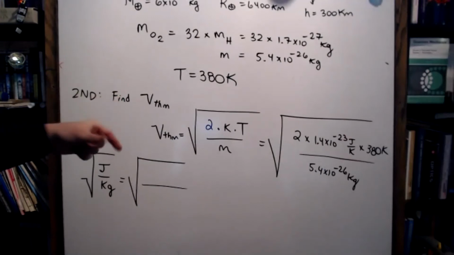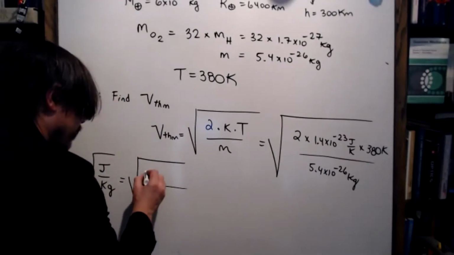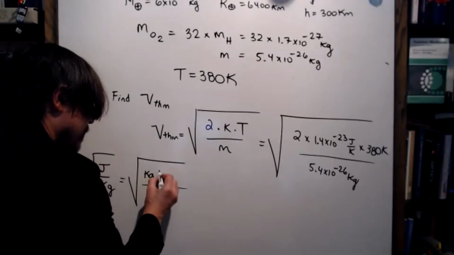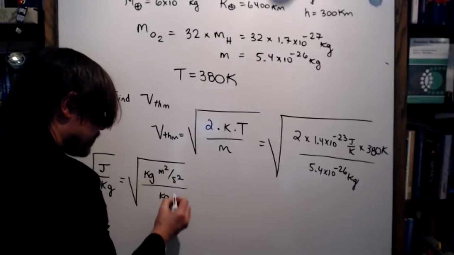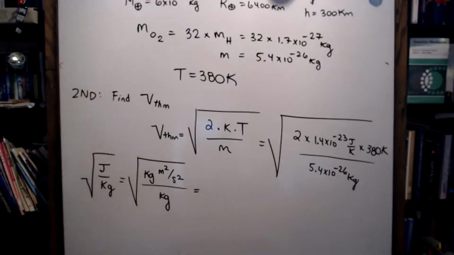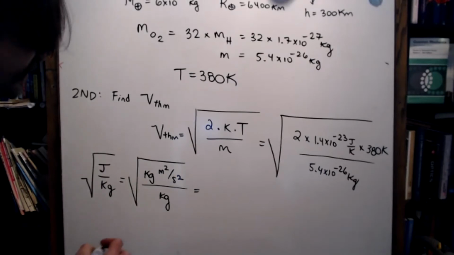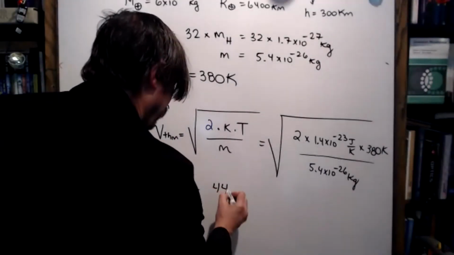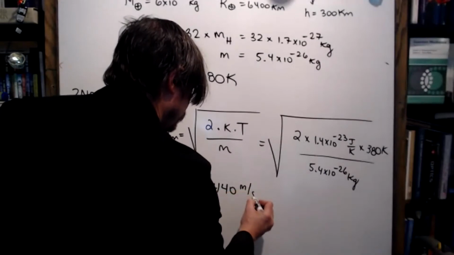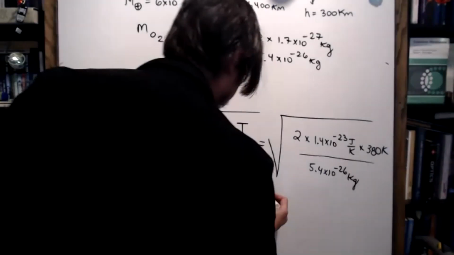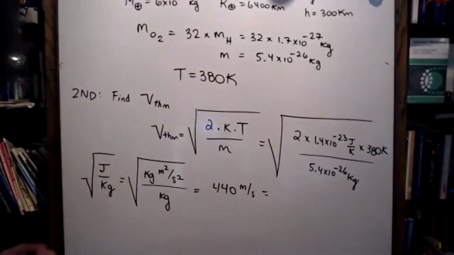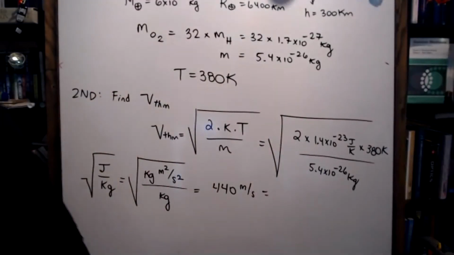Oh, right. Square distributes to the units. So then you have kilograms, meters squared per second squared over a kilogram, square root of all that. What are your units? Meters per second. Yes. The answer is 440 meters per second. How many kilometers per second is that, hot shots? 0.44.